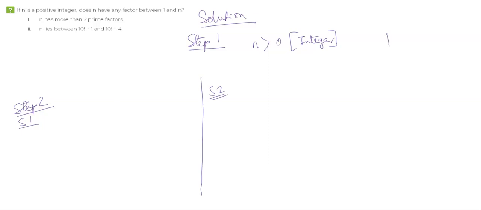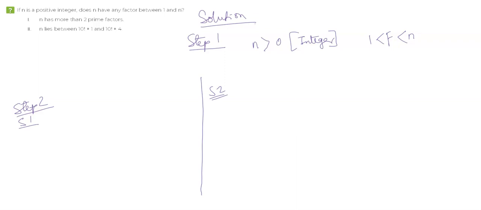So say if I represent factor by f, we are asked the question: is there a value f that lies between 1 and n, and this f is basically a factor of n? Now this is a very common type of statement that is quite frequently tested when we are dealing with factors and multiples. So you need to understand this very clearly.